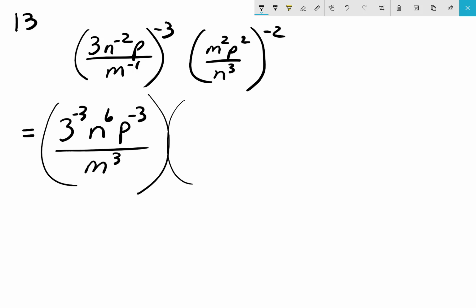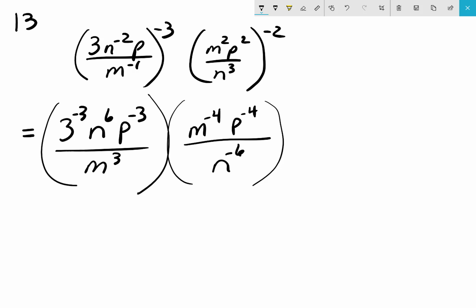Now we're going to do the same thing with the next part. You're going to multiply all the exponents by negative 2 because you're raising all of them to the negative 2 power, and when you raise a power to another power, you multiply the exponents. So m to the 2 times negative 2, which is negative 4, p to the 2 times negative 2, which is negative 4, and n on the bottom to the 3 times negative 2, which is negative 6.